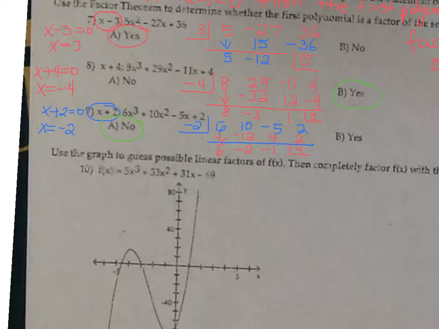Now, for problem number 10, it says use the graphs to guess possible linear factors. So the graph is actually telling you what some of the factors are going to be. If you look, the graph goes exactly through 1 and through negative 3. So I already know 2 of the factors. The third one, since this is a cubic function, this is 5x to the third power, I'm expecting to have at most 3 answers. And if you look at the graph, it passes through the x-axis 3 times. So those are the 3 zeros.